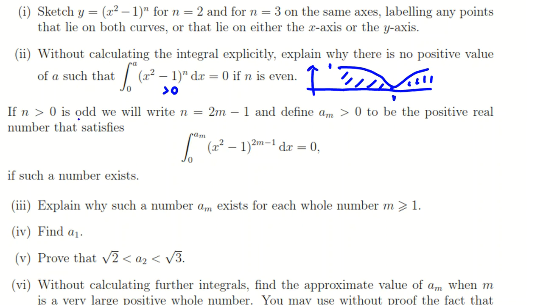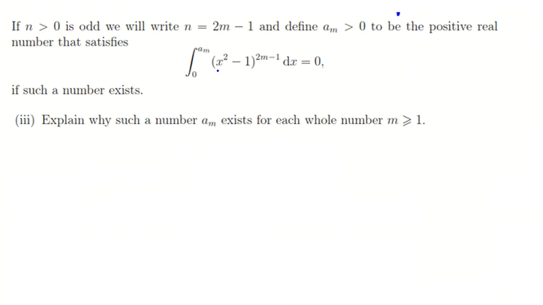Now, next part. If n is greater than 0 and odd, we will write n equals 2m minus 1 and define a_m, which is positive, to be a positive real number that satisfies this. If such a number exists, explain why such a number a_m exists for each whole number m greater than or equal to 1. Let's prove this.